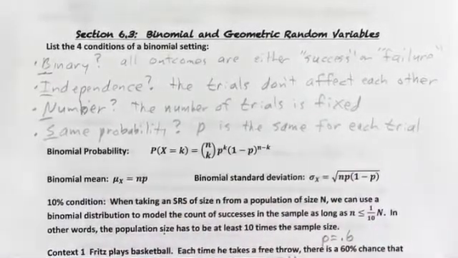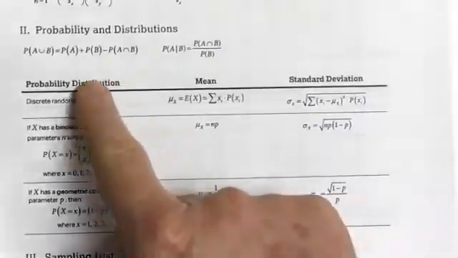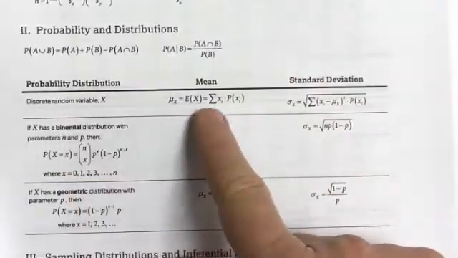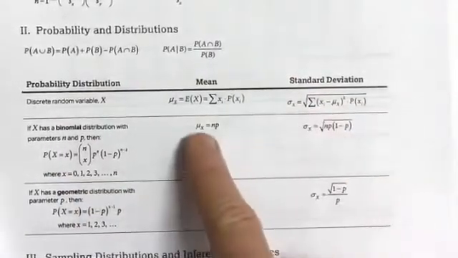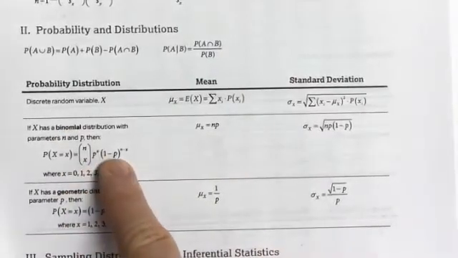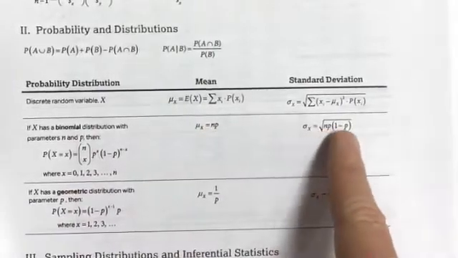So on the formula sheet, if you go to the front page of your formula sheet, here's the chapter 6 stuff. This stuff, discrete random variable, that's the stuff we did in 6.1. And then here is a binomial situation. So there's that formula I just pointed to. There's the formula for the mean, N times P, and there's the formula for the standard deviation.